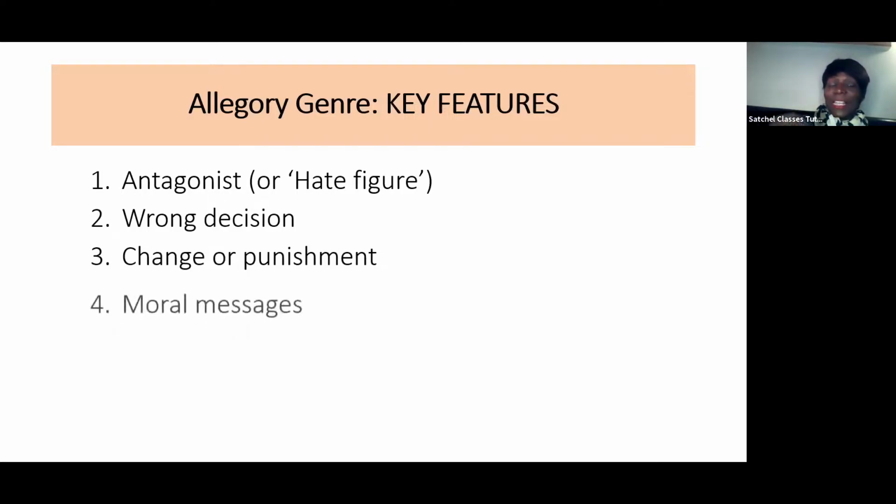And in an allegory, there are always moral messages. So we learn through this unpleasant, unpopular, or somehow ill-fated character who keeps making wrong decisions. We learn how to change or how to be punished. We learn what's wrong and what's right. And Dickens uses this allegory for several reasons.